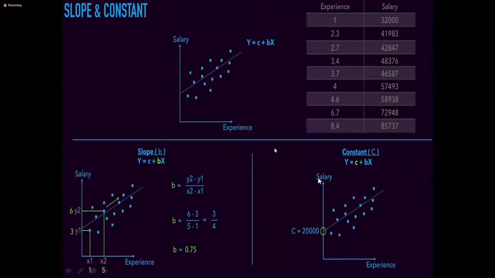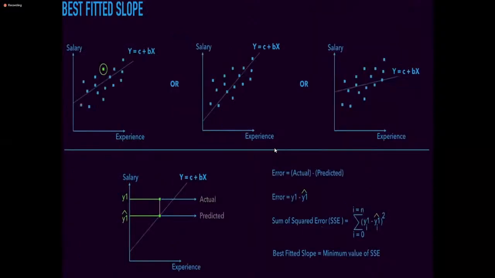And we can see the constant c, where the line touches the y-axis. For example, the initial salary is 2000, so the c is 2000. So this is the mathematical background: the slope, the constant and the best fitting line. We can find the best fitting line, and this is the formula. We need not worry about the formula and this type of line and slope, because everything is already written in a Python library.